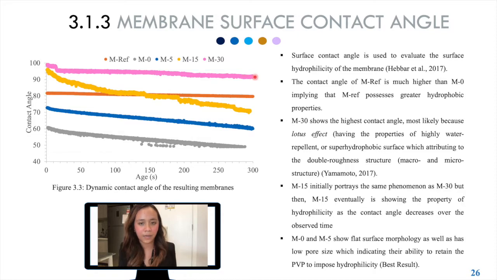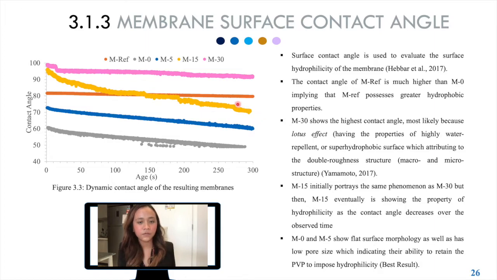of a highly water repellent or superhydrophobic surface, attributed to the double roughness structure that consists of a mixture of macrostructure and microstructure. To further justify this phenomenon, it is believed that the lotus effect occurs in M30 not because of PVP washout, but because the extended exposure time causes the membrane surface to be rougher, explaining the higher value of contact angle. M15 initially portrays the same phenomenon as M30, but eventually shows hydrophilicity as the contact angle decreases over the observed time.